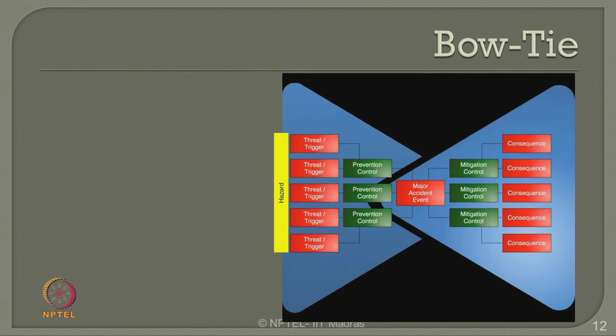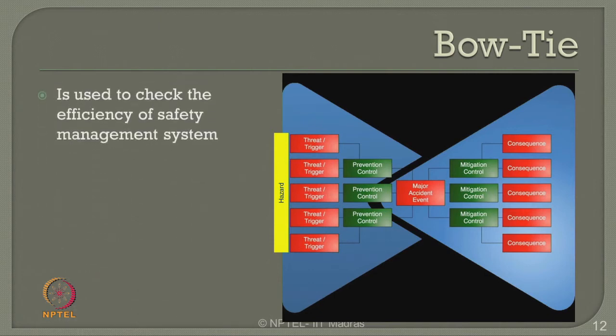The next method available in the literature is bow tie. The bow tie method is essentially used to check the efficiency of the safety management system. So, as I said in the beginning, every plant, including the oil and gas industry, does have safety norms very well maintained, available and strictly followed. Now, it is the essential duty of a plant manager to review the safety procedure and the adoption of this procedure as per the rules periodically. So, the bow tie concept is one of the methods used to check the efficiency of the existing safety management systems.